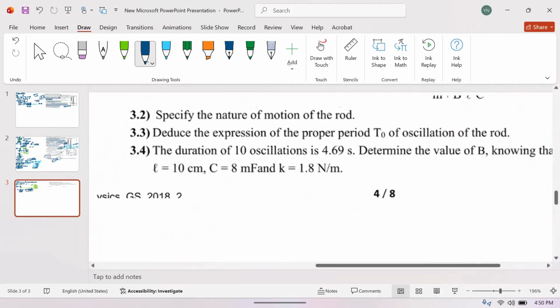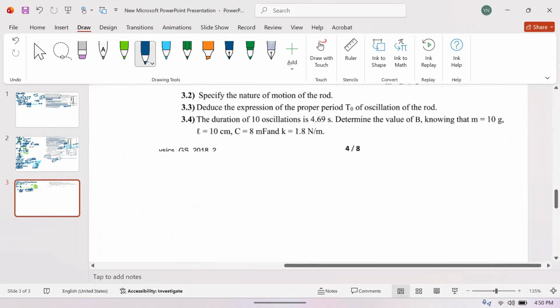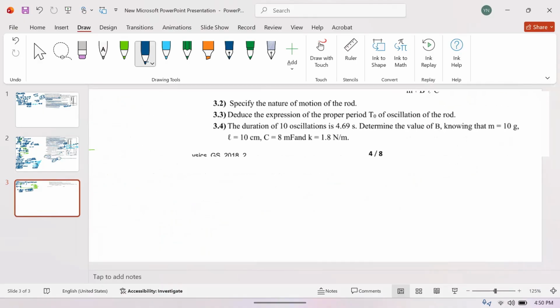Now, the duration of 10 oscillations. When they say oscillation, that means you have, let's say, a wave. The distance between 2 peaks, or yeah, let me say distance. Yes, this is one oscillation. So when you go down the hill and back up to the same point, this is an oscillation. Or when you go from the point in the middle all the way up and down back to the same point at the same level, this is what we call an oscillation. So you have 10 of them now. The time for 10 oscillations is 4.69 seconds.